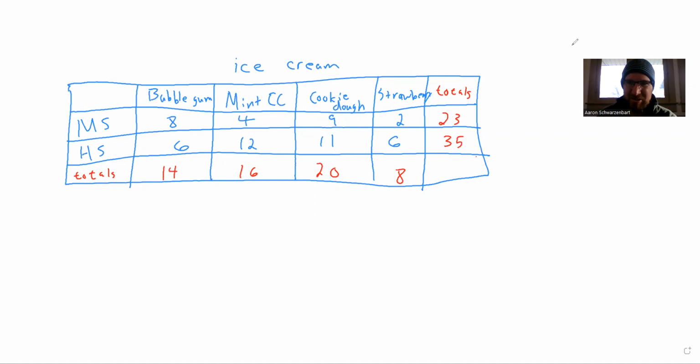Now this little box here is my table total. So this is going to be the total middle schoolers and high schoolers, or the total bubblegum, mint chocolate chip, cookie dough, and strawberry. So I add that up, 23 plus 35 is 58. I should get the same thing when I add these numbers. That's 30, 58, yes. So this right here is what's called my table total, okay? And I get a total overall for all of these numbers together, okay?